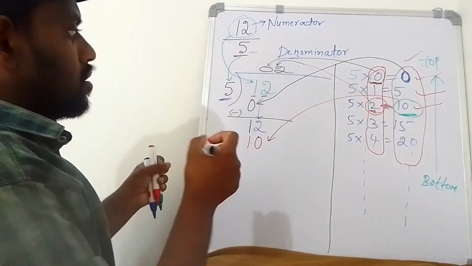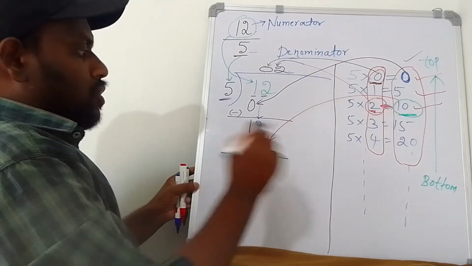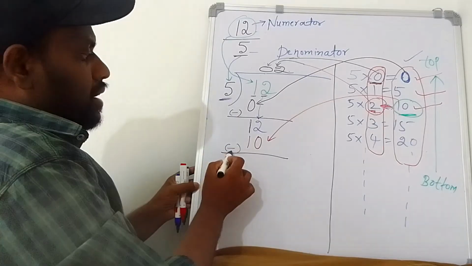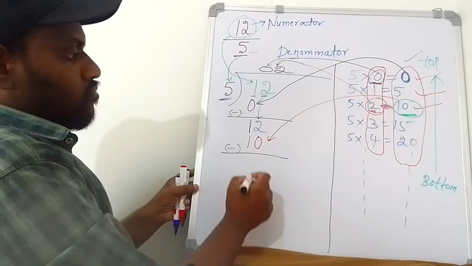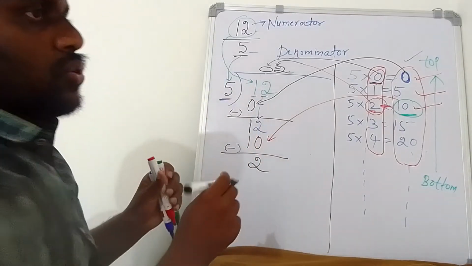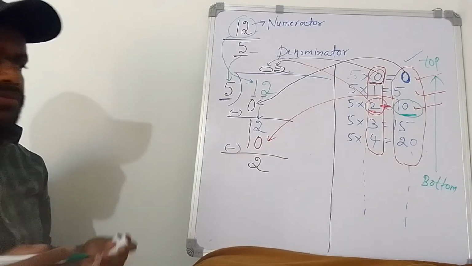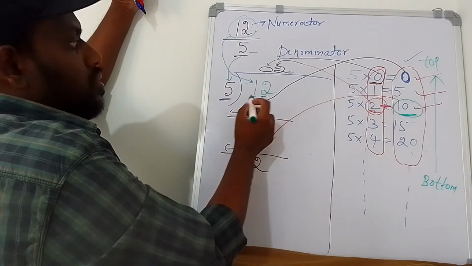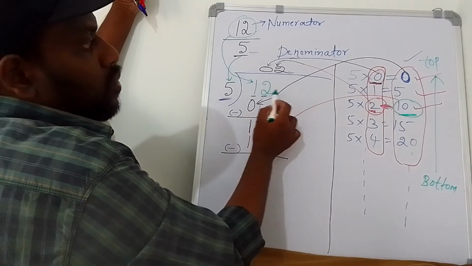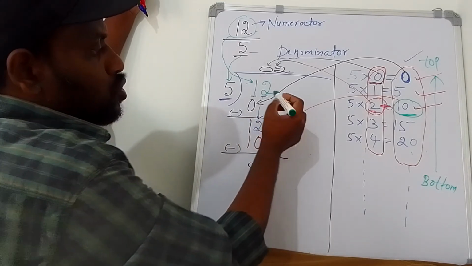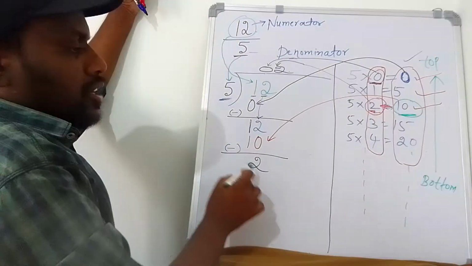Next, like how we subtracted here, same thing here. We have to subtract. Minus means subtraction. 12 minus 10 is what? 2. Next, see, in this 12, we have used this 1, we have used this 2 also. There are no other digits after this 2. So this is the remainder. Remainder is 2 actually.